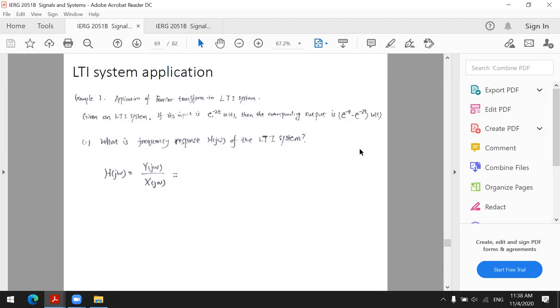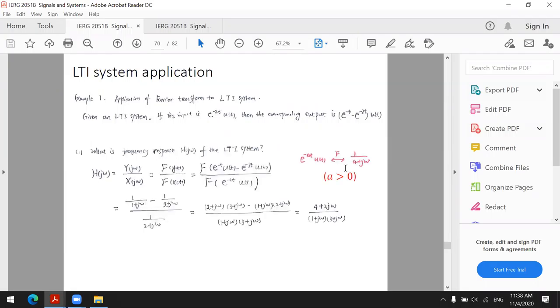Again, capital H is capital Y divided by capital X. And first we need to calculate the Fourier transform of X and Y, the input and output. Okay, for this first example, let's just look at the answer together. To calculate the Fourier transform of Y and X, we apply the previous result here. This previous result says for some constant A larger than zero, the signal exponential minus A t u of t has Fourier transform one divided by A plus j omega. Then we just apply this property to Y and X.